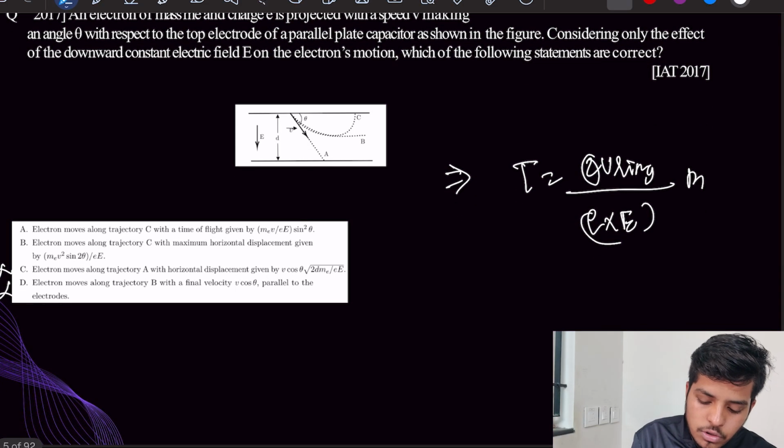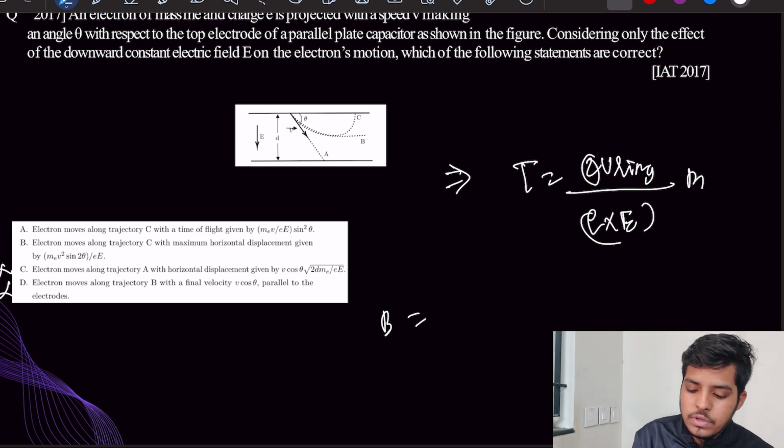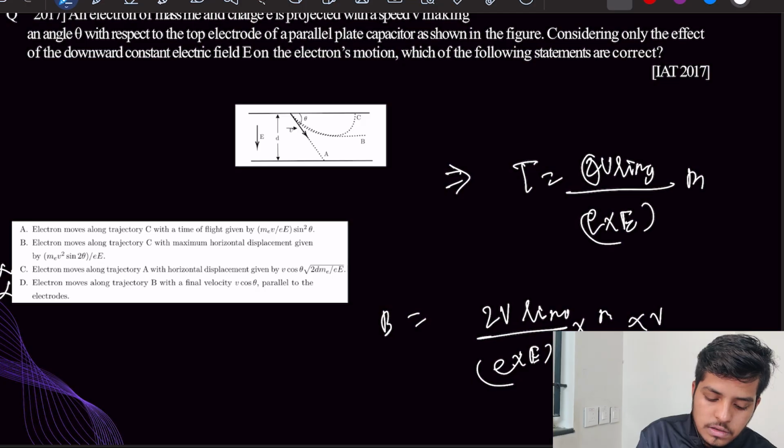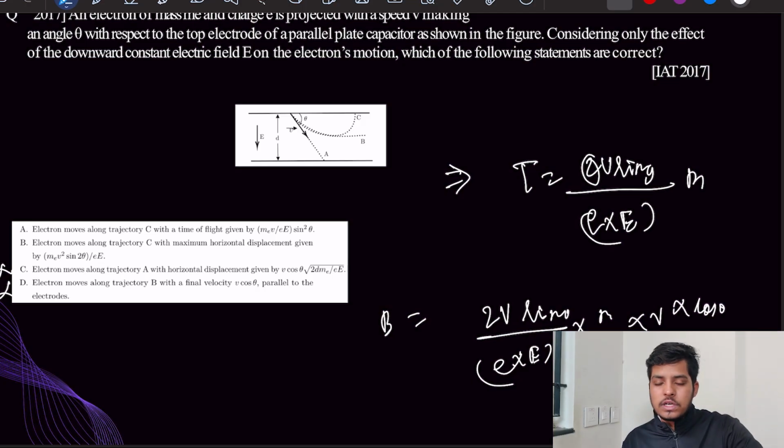So let's come to the B option. B is saying displacement. So displacement equals speed into time. So 2v sine theta upon m into qE into v cos theta, because the horizontal velocity is v cos theta. So we get sine 2 theta v squared upon qE by m. So option B is your correct option. It was a very good question. You need a concept of motion and also of moving charge.